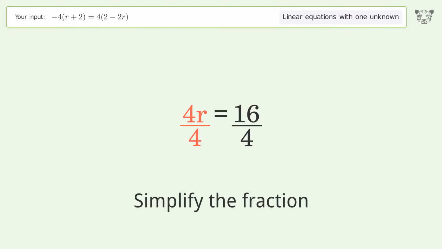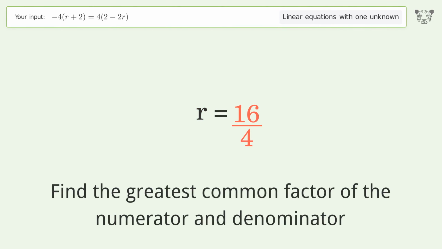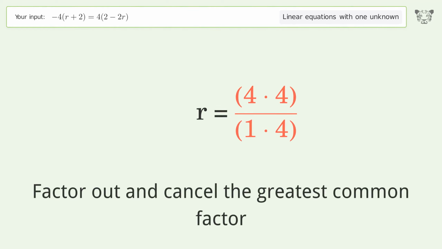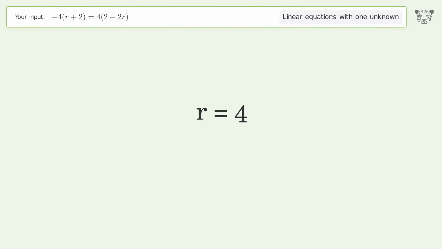Simplify the fraction. Find the greatest common factor of the numerator and denominator. Factor out and cancel the greatest common factor. And so the final result is r=4.